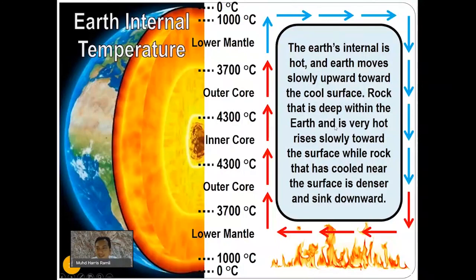Okay, so this comes to the part where you have the condition where the earth's interior is hot. The earth moves slowly upwards towards the cool surface, and the rock that is deep within the earth and is very hot rises slowly towards the surface, while the rock that is cool near the surface is dense, then it sinks downwards. This cycle is what we call mantle convection.